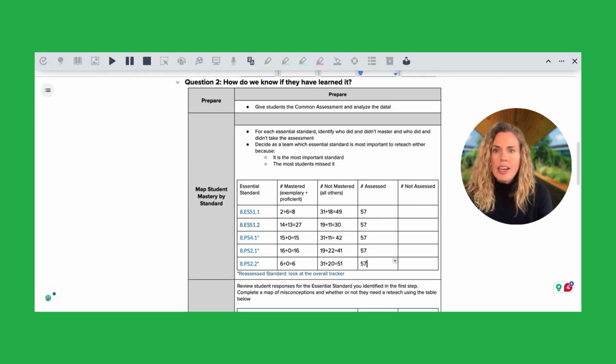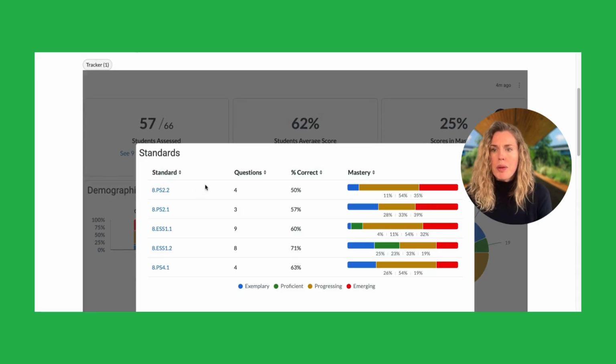Okay, so I went ahead and added in all of my values. If you'll notice, I actually show the math in each square, and that's just because I want to see what is exemplary and what is proficient in the total number, and then what is progressing and what is emerging in the total number. So for the number of students assessed, I can see that I have 57 students for each of these, which makes sense. And then I need the total number of students not assessed. So I'm going to come back to my mastery, and I can see it behind this here. I can see 57 out of 66 students were assessed. So we can just do the math on that and then fill in the number of students that were not assessed.